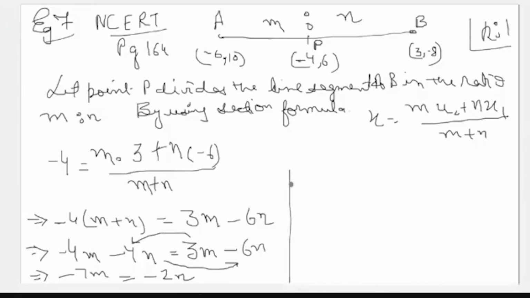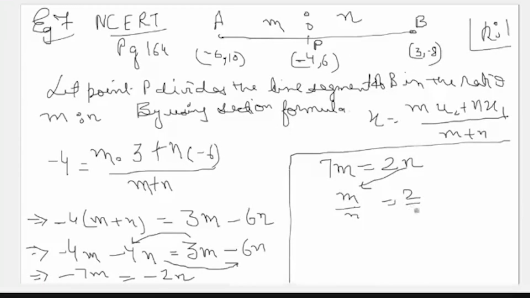And from here we can conclude, minus cancels with minus, 7m is equal to 2n. m upon n is equal to 2 by 7. As we are supposed to find the ratio m is to n, the ratio would be 2:7. This is your answer. Any doubt in this? No, ma'am, clear. Okay. Let's try it with the help of k:1.